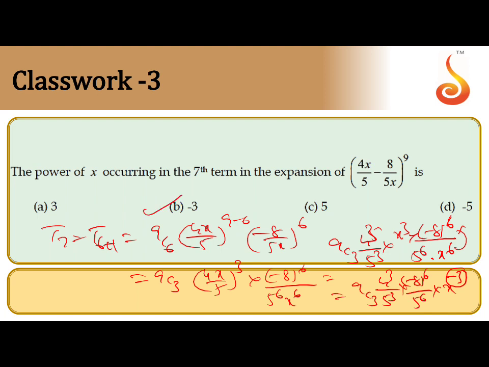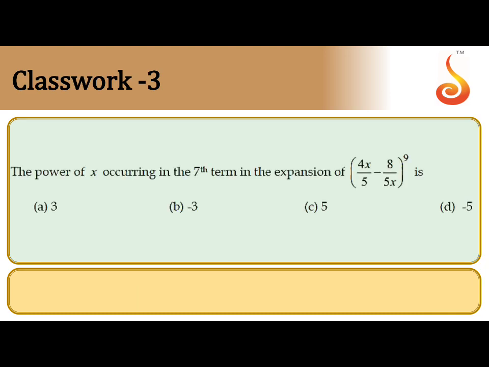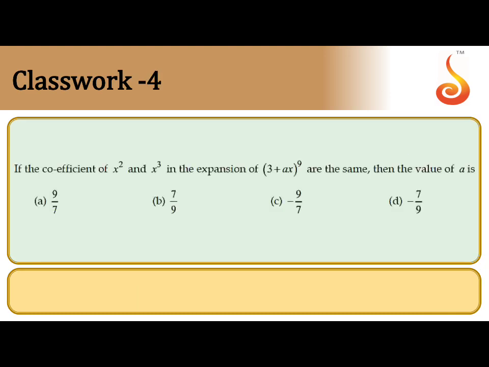So just write the general term and simplify. The power of x, you can take it as the answer. We want only the power of x occurring in the 7th term in the expansion. So the x power is minus 3, that is the answer. A bit fast calculation is required in this one. So let us start solving problems yourself, you get the fastness. So answer is B. Next question.